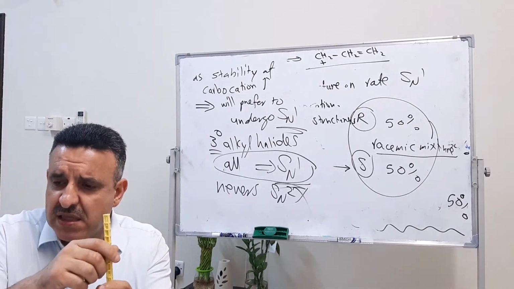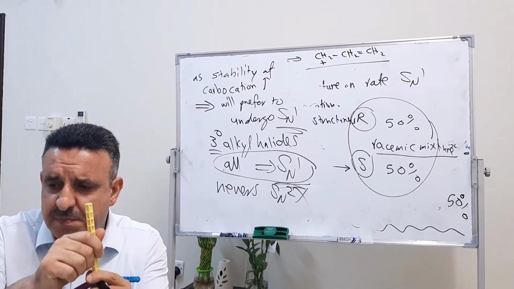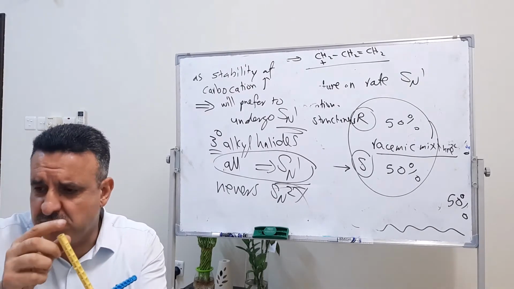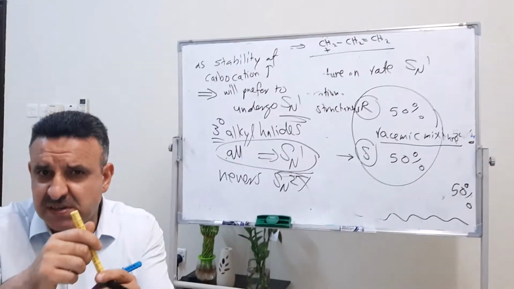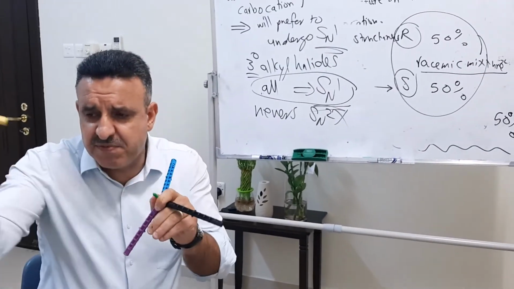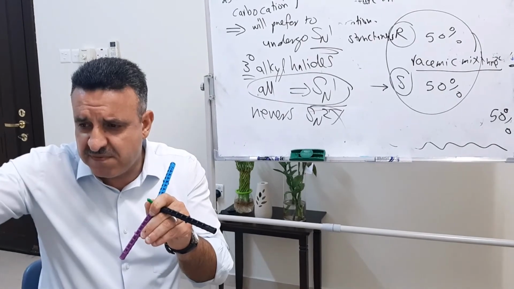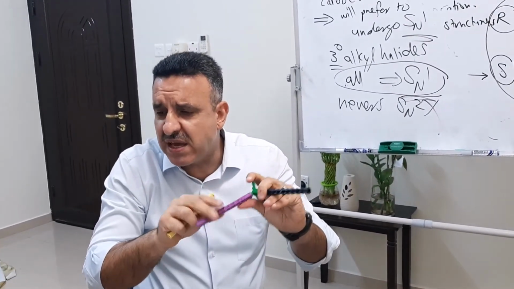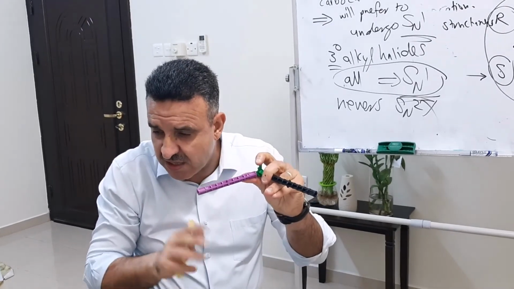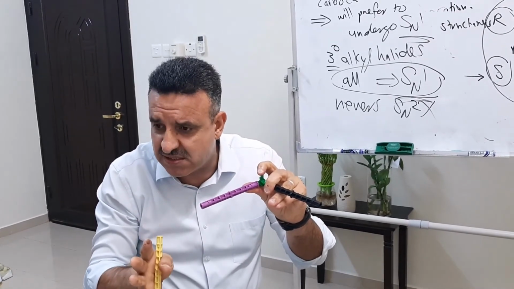Now here in SN1, the first step will be the breaking. Suppose this yellow atom is the halogen. The first step will be the breaking of this bond, and the halogen will leave as X minus. So what's remaining here is the carbocation. Do you follow me? This is the SN1 mechanism.